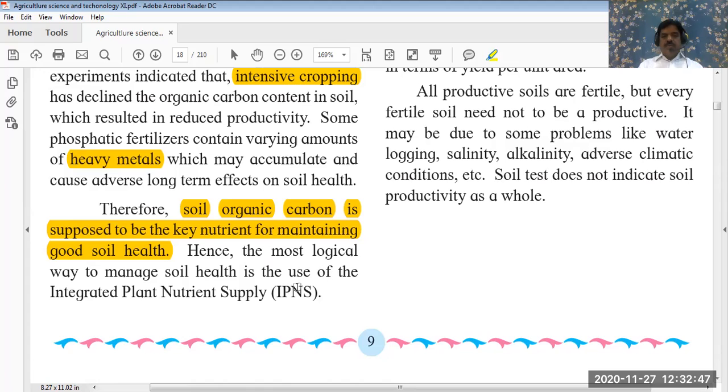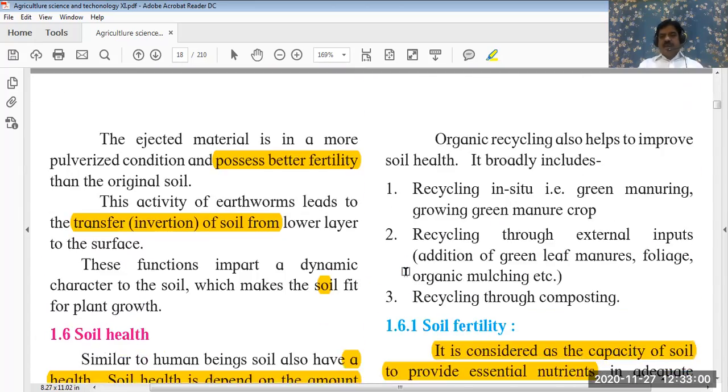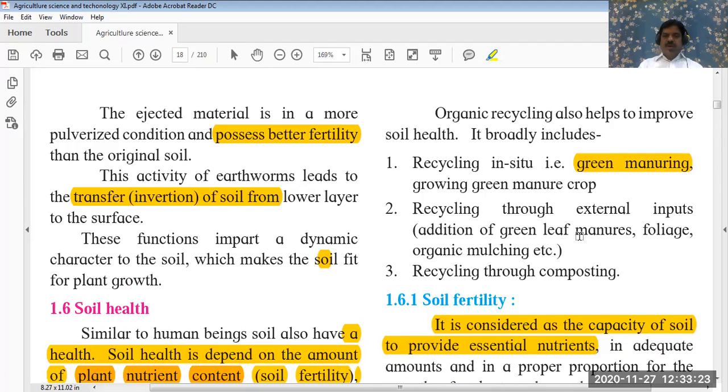For this purpose, integrated plant nutrient supply is to be applied. So what is integrated plant nutrient supply? We have to keep the soil always fertile and productive by improving its health. How can we improve the health of soil? By application of green manuring. Green manuring crops are sanhemp, dhaincha, berseem, guar. These are the green manuring crops that we will study in detail later on. When they are mixed in the soil, they increase soil fertility.